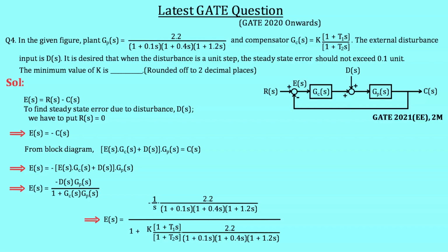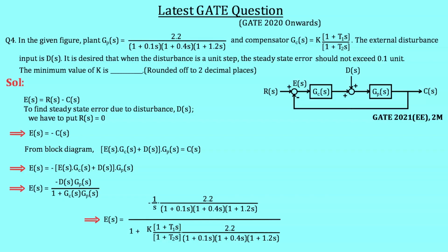The universal definition of error signal is R(s) minus C(s), and to find the steady state error due to the disturbance signal D(s), we have to put the input signal equal to 0. Here also, the linearity property is used. This is not the steady state error of the output. This is the steady state error of the output which is caused due to the disturbance signal only. And for that, we have to assume the input signal R(s) to be 0. The resultant error signal will be equal to negative of the Laplace transform of the output signal C(s).